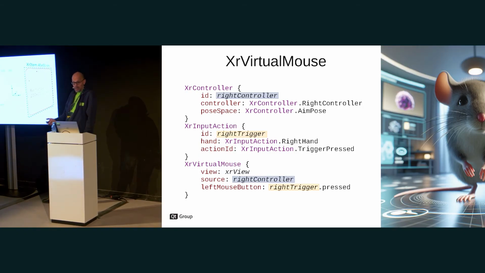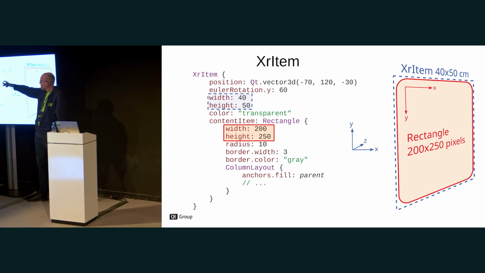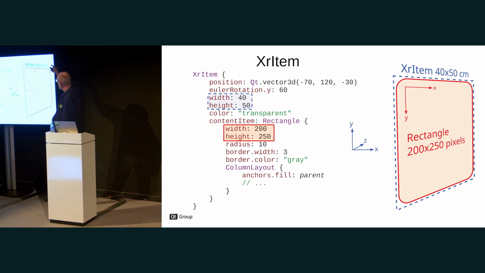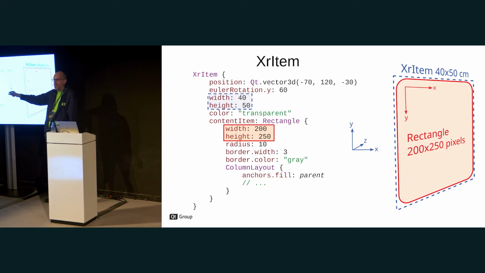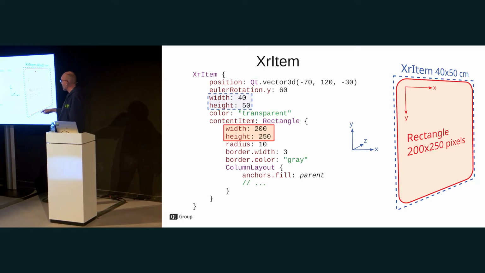The XR item has a width and a height in centimeters, such as the blue dashed line here. Inside the XR item, we put the content item, which is the 2D content. In this case, we make that a rounded rectangle. This is 200 by 250 pixels.